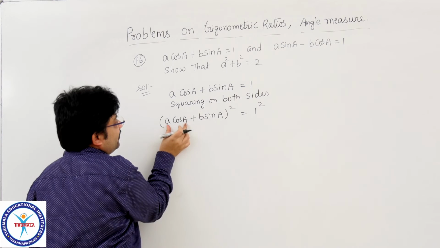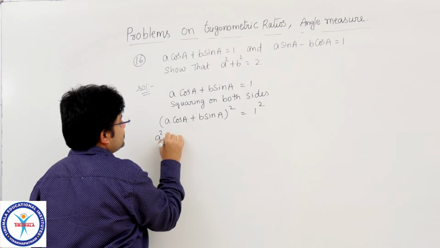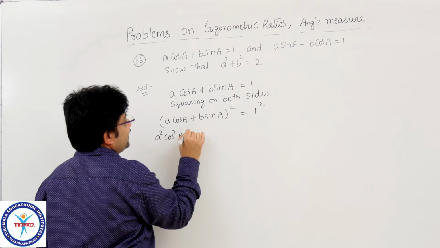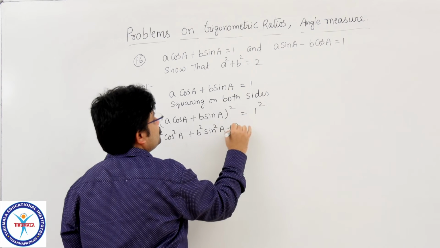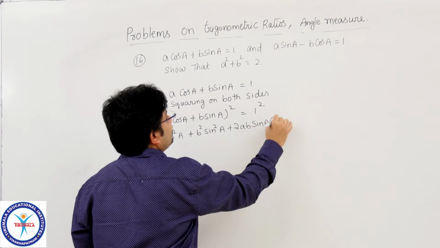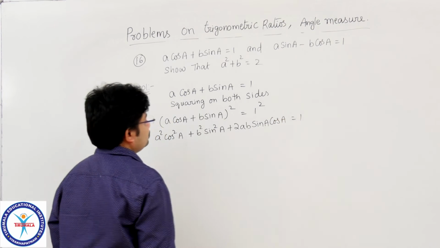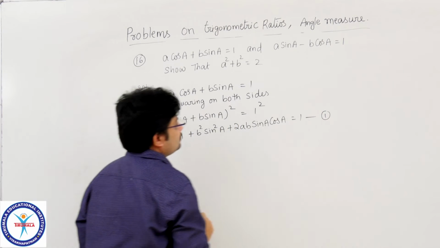It is in the form of a plus b whole square. So, therefore, it can be expanded as a square cos square a plus b square sin square a plus 2ab sin a cos a is equal to 1. Let us keep this as equation number 1.